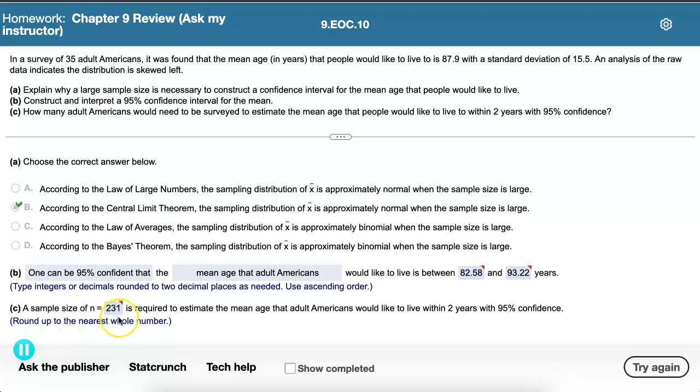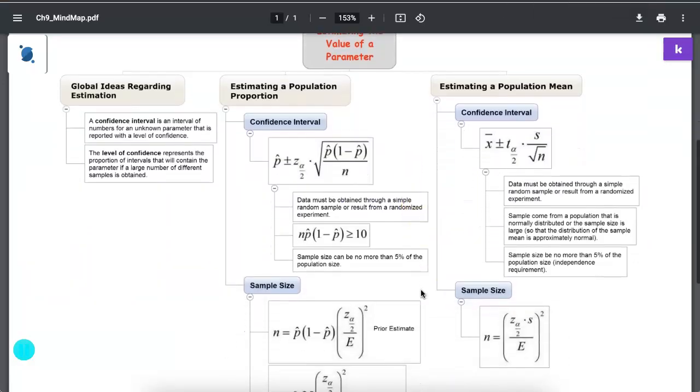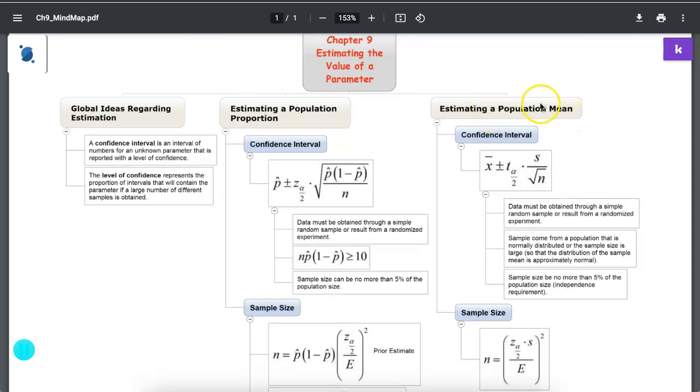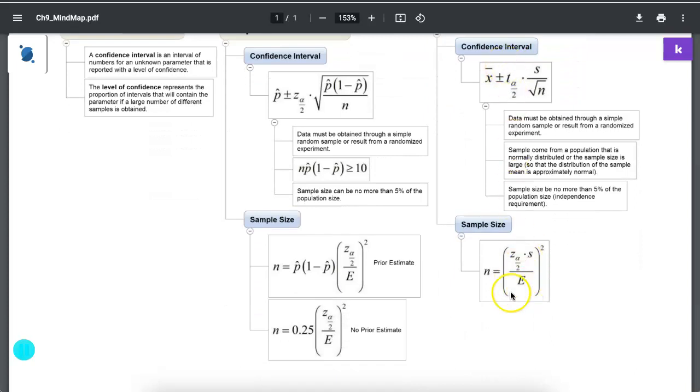For the last part of this problem, you're asked to find the sample size that's required to get this estimate that's within 2 years with 95% confidence. So I'm going to go back to that mind map, because beneath those formulas and requirements or conditions that need to be met, there are additional formulas that we may use to calculate sample size. Because we're dealing with population mean, we stick underneath this particular branch, which means we're going to use this particular formula. So let me bring up my calculator for that.